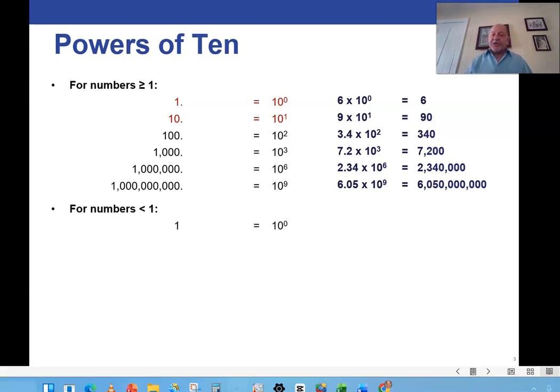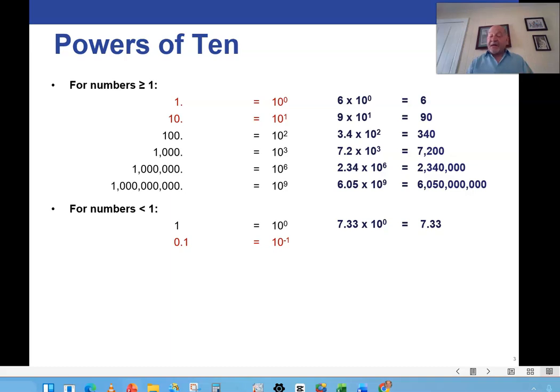Now for numbers less than 1, we have to use powers of 10 less than 0. That is, we have to use negative powers of 10. So again, we start with 10 to the 0 is equal to 1, and we can use that to give us numbers like 7.3, which in standard scientific notation would be 7.3 times 10 to the 0. But if we want to go smaller than 1, we have to use negative powers, as I said.